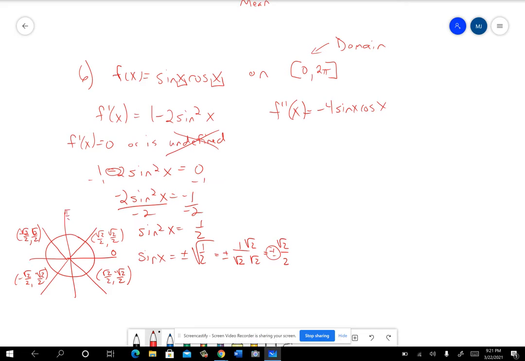Okay, so we're actually looking for where sine could be positive or negative square root of 2 over 2 within one rotation, from 0 all the way around back to 2 pi. So it's going to happen at these 45-degree angles. So you've got to think about what those are. That would be pi over 4, 2 pi over 4, 3 pi over 4, 4 pi over 4, 5 pi over 4, 6 pi over 4, then 7 pi over 4. So x would wind up equaling pi over 4, 3 pi over 4, 5 pi over 4, and 7 pi over 4. So those are where we're going to have possible critical values.